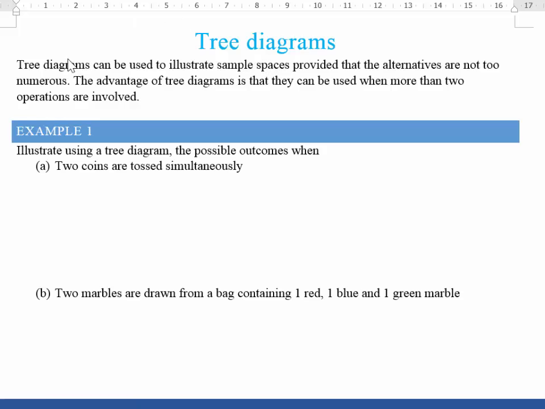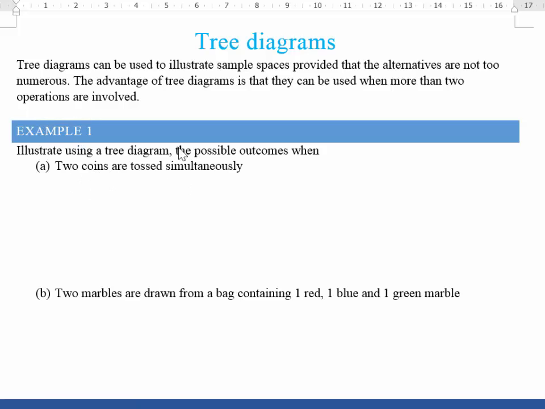Tree diagrams. Tree diagrams can be used to illustrate sample space, provided that the alternatives are not too numerous. The advantage of a tree diagram is that they can be used when more than two operations are involved. So before we've been looking at the sample space, but now we're looking at a bigger sample space where more than one thing is going on. So let's have a look at what a tree diagram looks like.